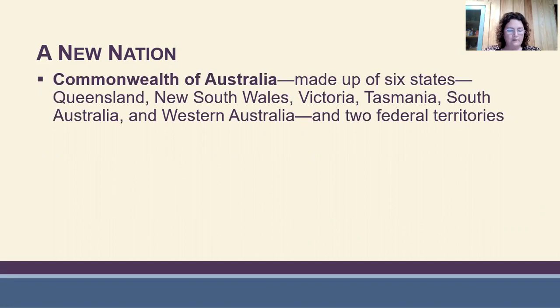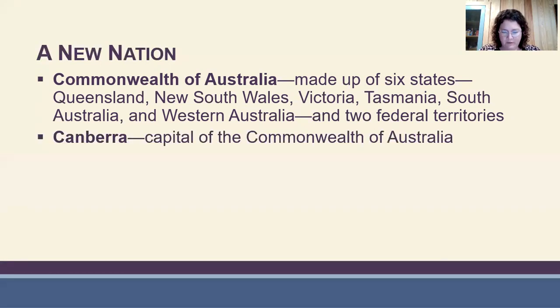These new colonists wanted more freedom to govern themselves. In 1856, England responded by granting self-government to many of the colonies. However, England still protected the colonies and intervened in foreign affairs. In 1901, after intense discussions, Australia became the Commonwealth of Australia, made up of 6 states: Queensland, New South Wales, Victoria, Tasmania, South Australia, and Western Australia, and 2 federal territories.